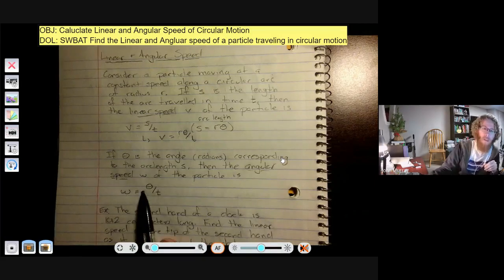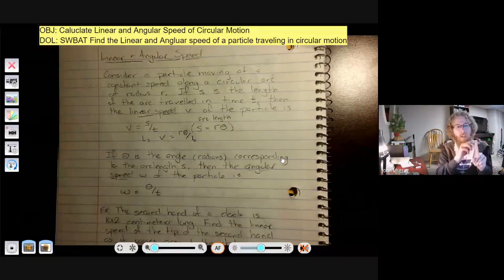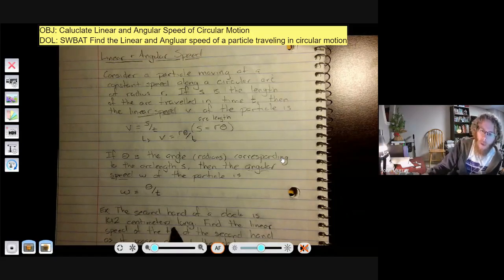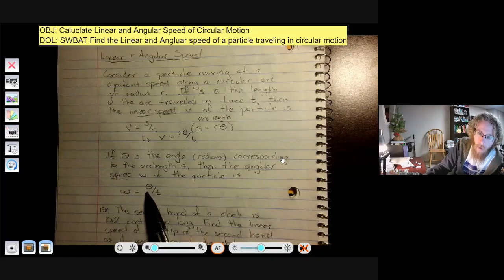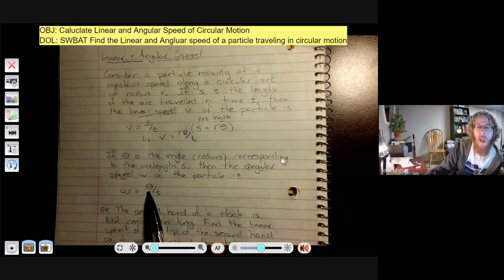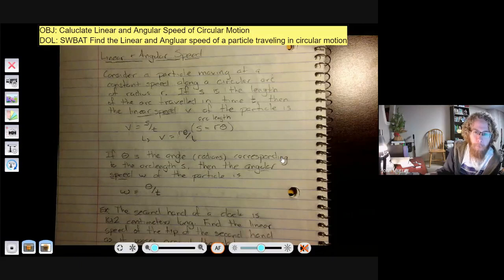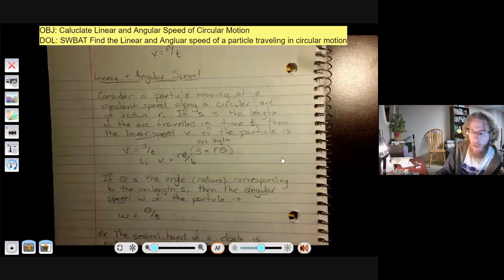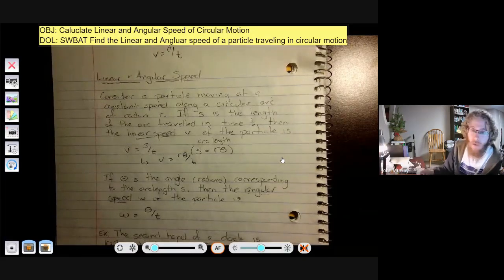So your theta, right? One rotation is 2 pi. So if you do 10 rotations, you're doing that 2 pi 10 times, right? So your rotation would be 20 pi. So there we take the amount of rotations we've done and we divide it by the time. Now, before we jump into an example, I want us to notice a few things.